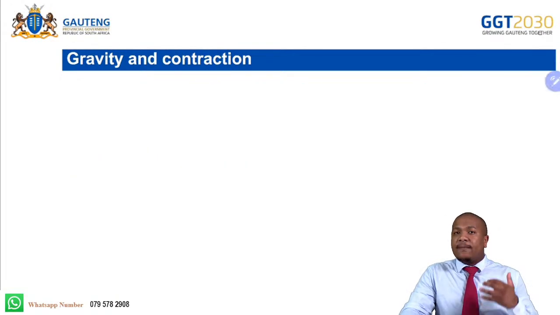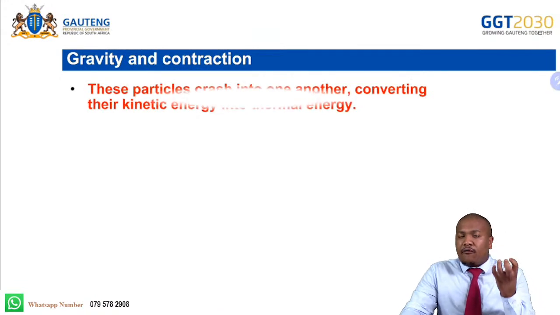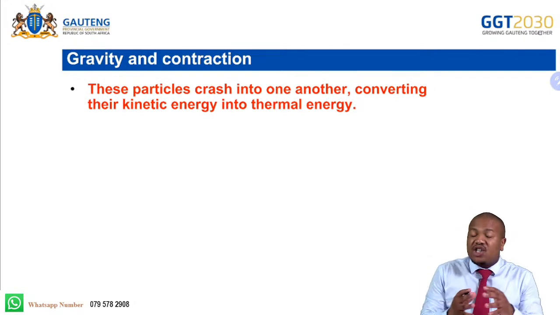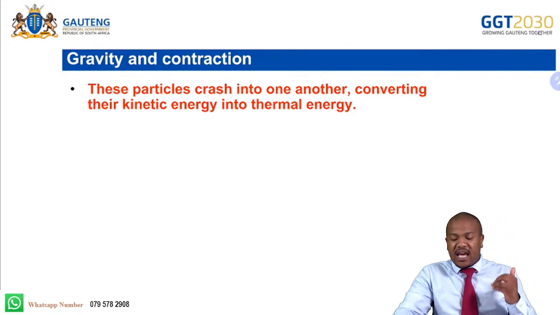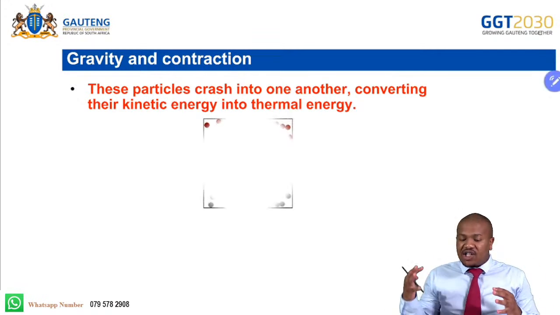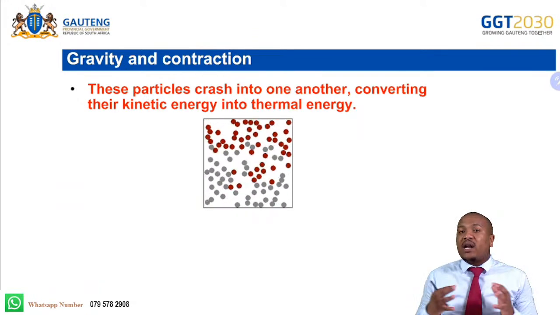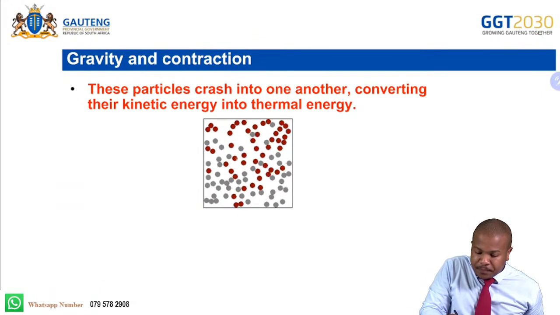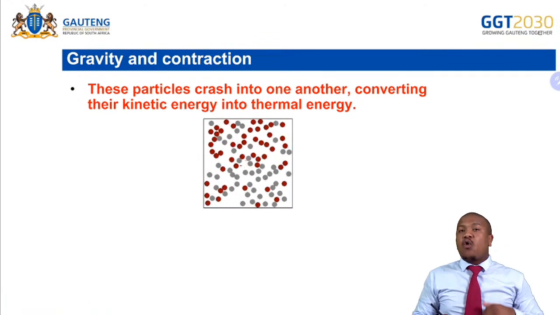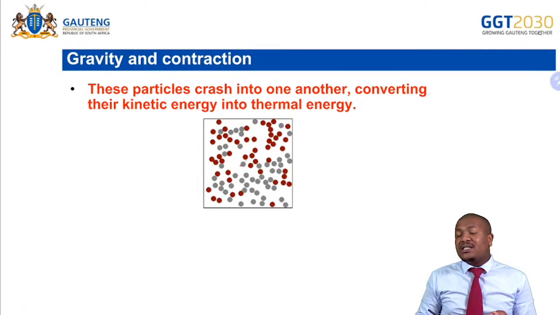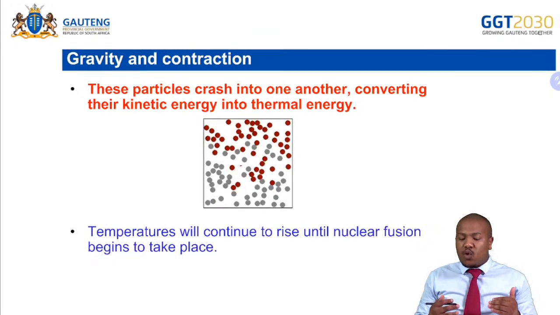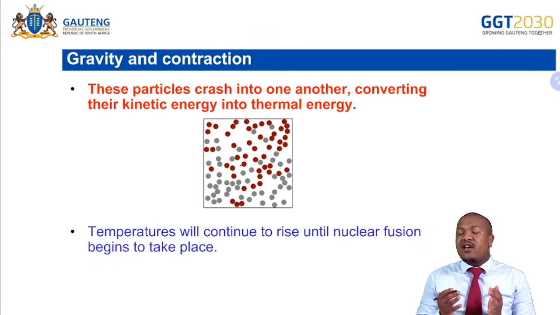And they fall inward. As they fall inward due to gravity and contraction, these particles, as I've said, crash into one another, converting their kinetic energy into thermal energy. As you can see in this diagram, there's a lot of movement. So that kinetic energy, or movement energy, is then converted into thermal energy, which is heat energy. And as the heat energy is produced, the temperatures will continue to rise until nuclear fusion begins to take place.